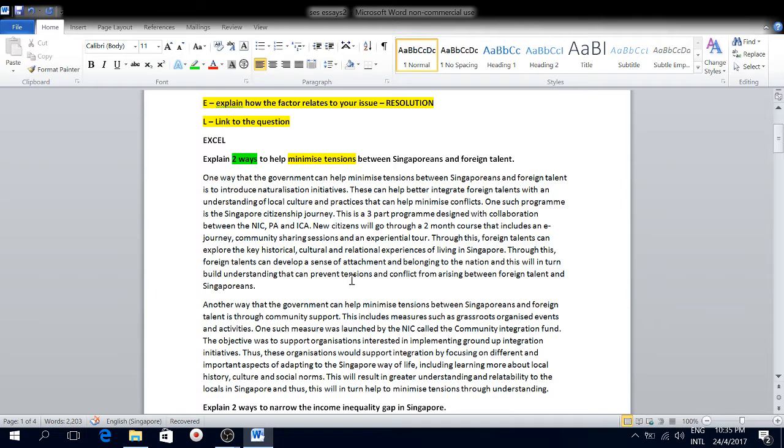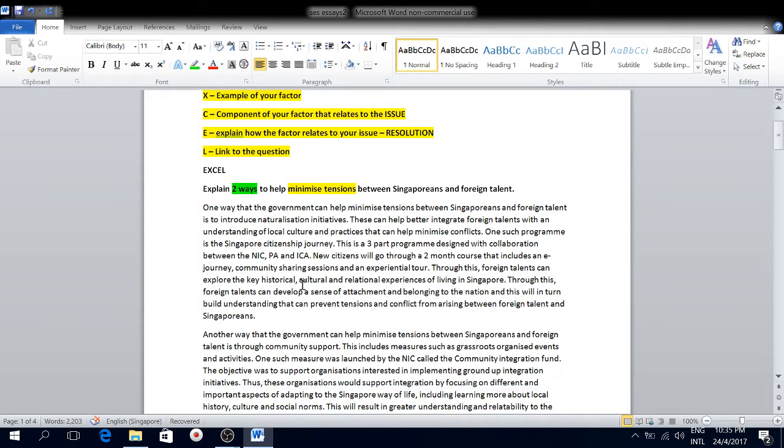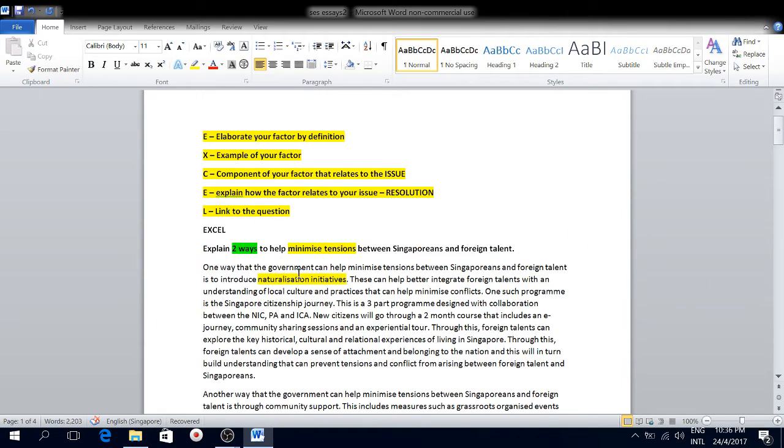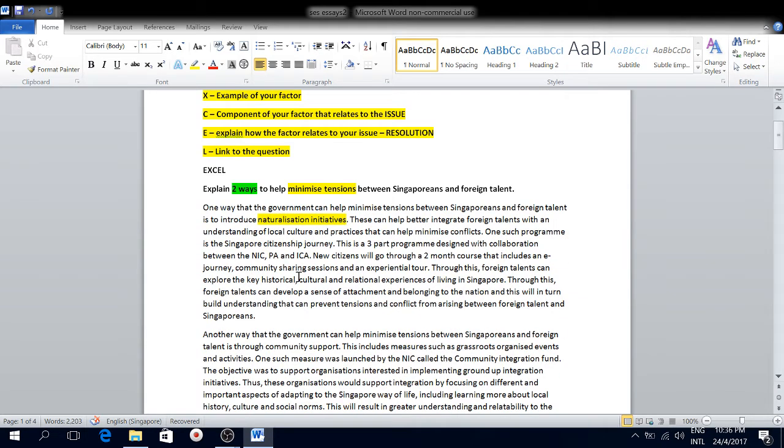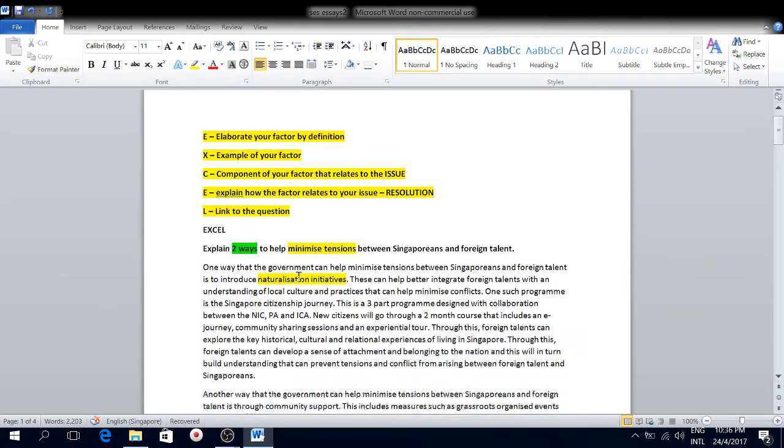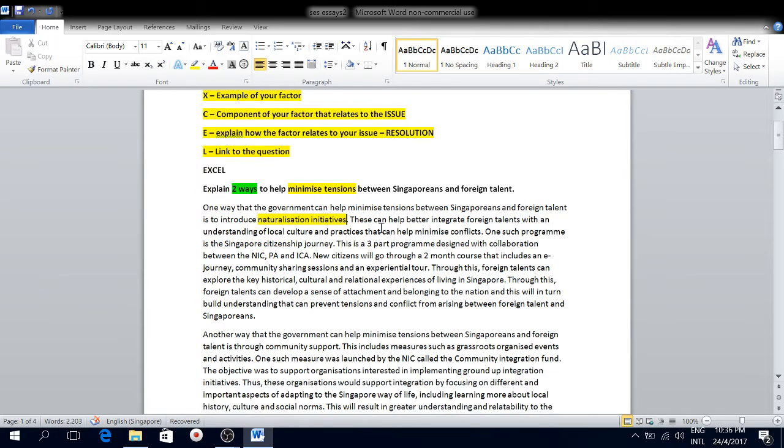So how do I write it? One way the government can minimize tension is to introduce naturalization initiatives. So this here is my factor. Okay, next thing, I need to elaborate on my factor by giving a definition. That will be my second part. So this can better help through understanding and minimize conflict.